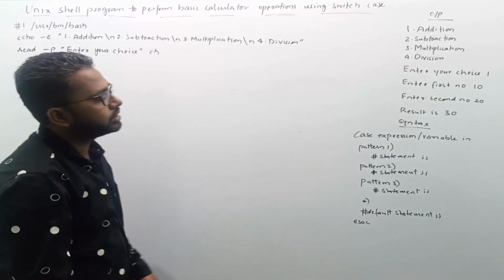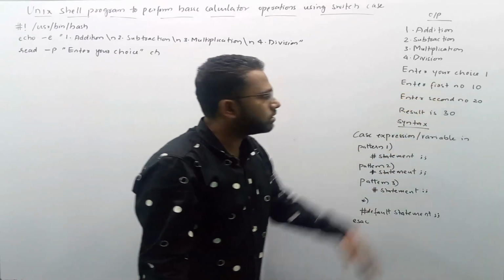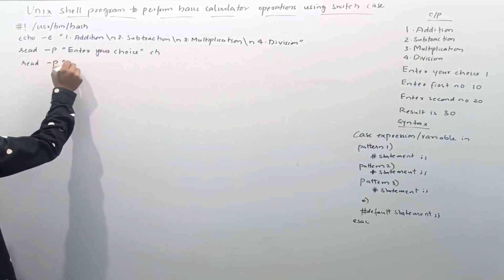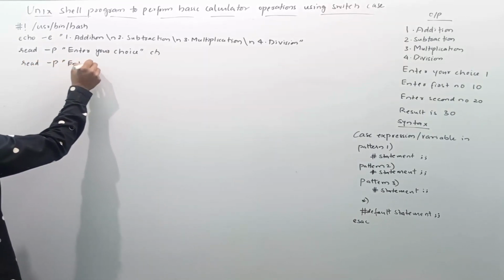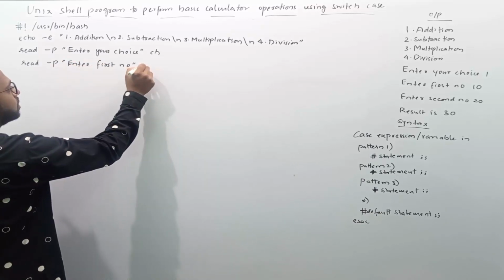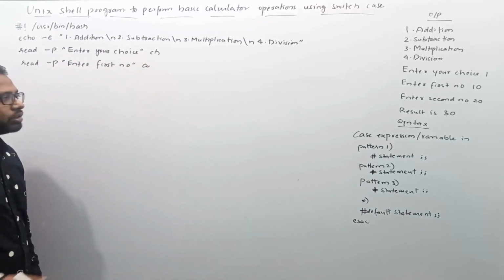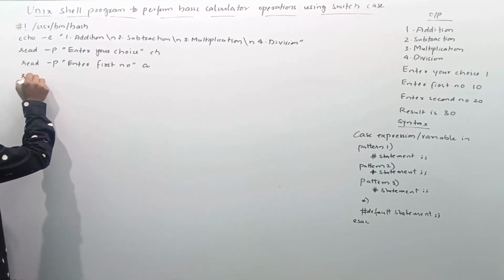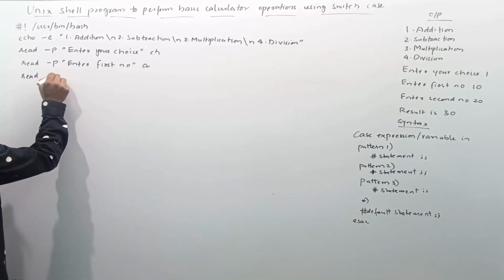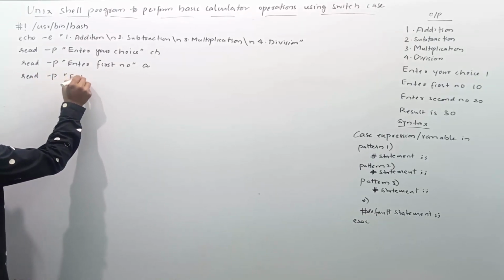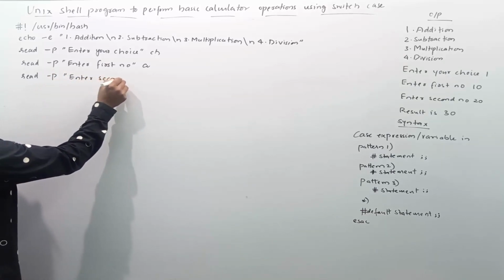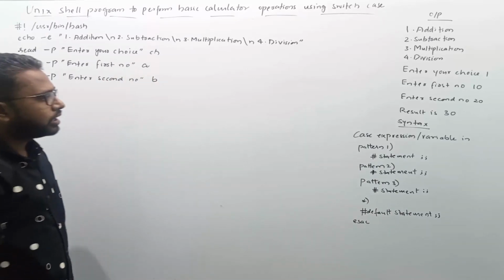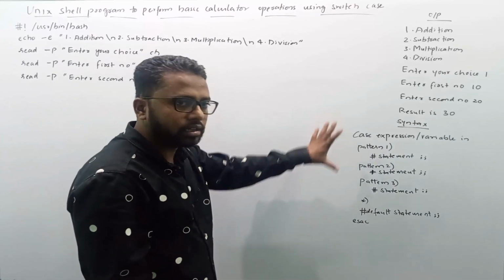Next I need to ask the user to enter the numbers: read space -p space enter the first number, a. I will store the first number in variable a. Then I will ask the user to enter the second number, read space -p space double quote enter second number space b.